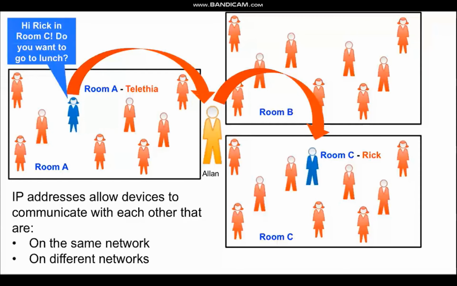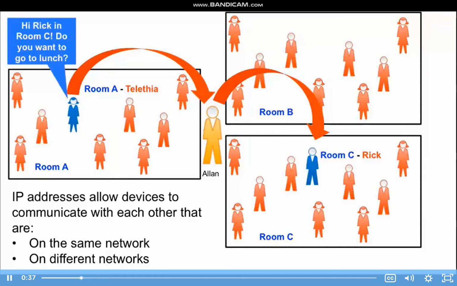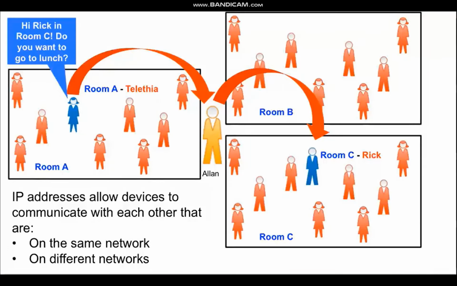IP addresses allow devices to communicate with each other that are on the same or different networks. Routers are used to forward messages between IP networks. In this analogy, each room would be a different IP network, and Alan would be the router.